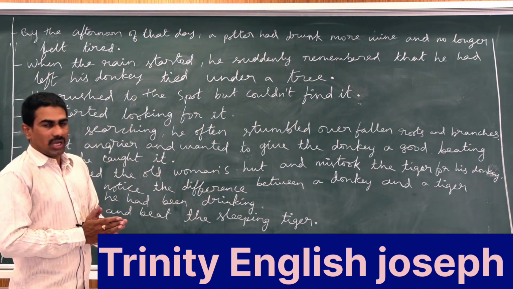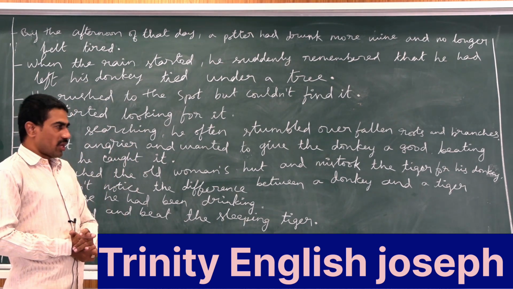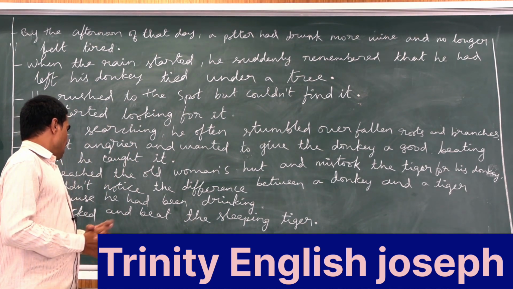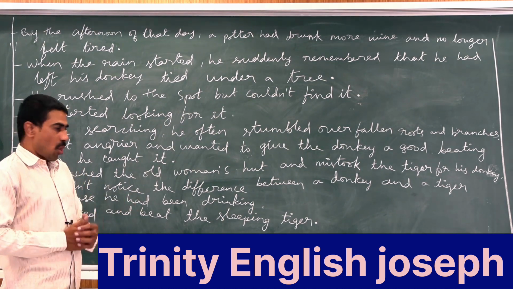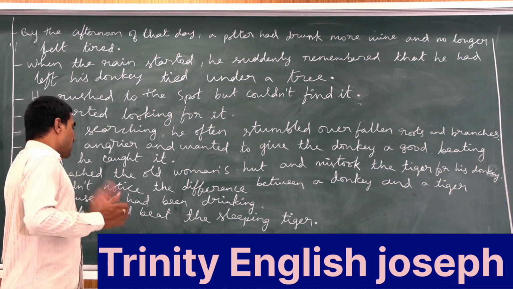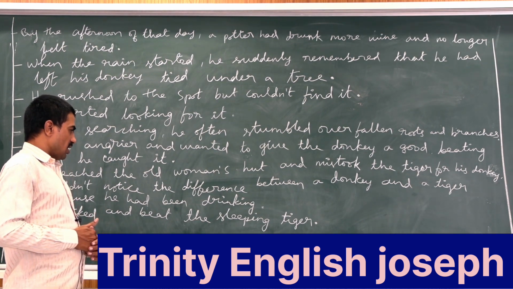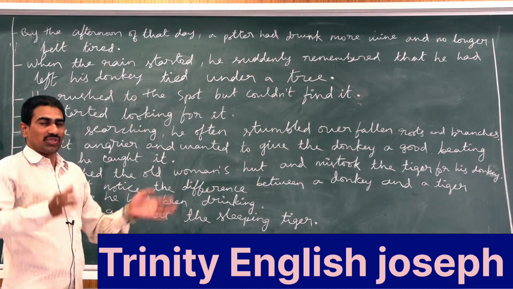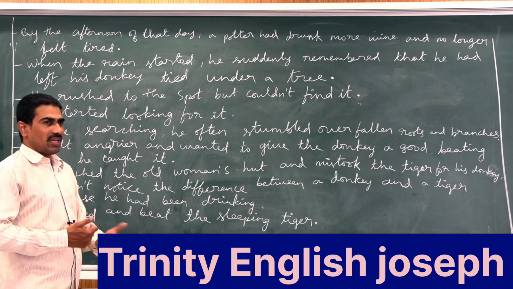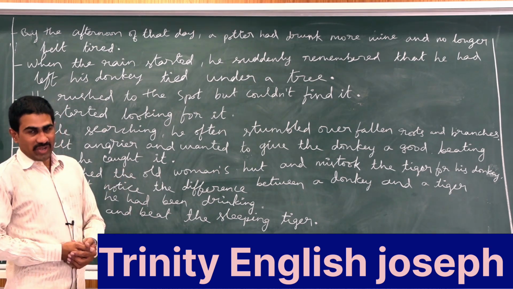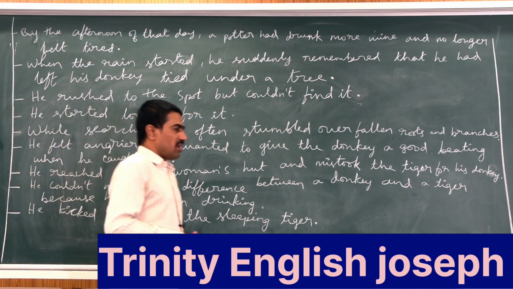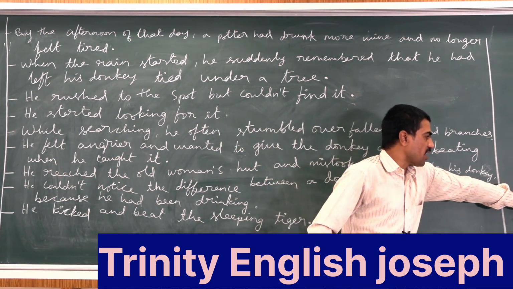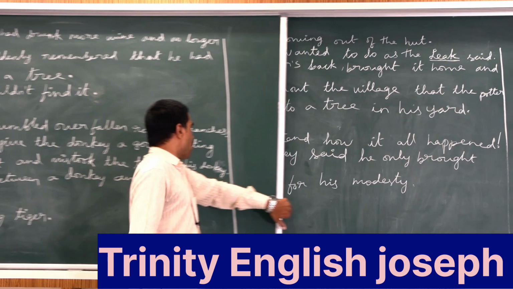See, he thought the tiger to be a donkey, and then he immediately jumped onto the tiger, thinking it to be a donkey. He kicked the donkey and beat the sleeping tiger. So since he thought it to be the donkey, he just jumped onto the tiger and kicked the tiger and beat the tiger. And then here, after beating the tiger, kicking the tiger, what had happened?